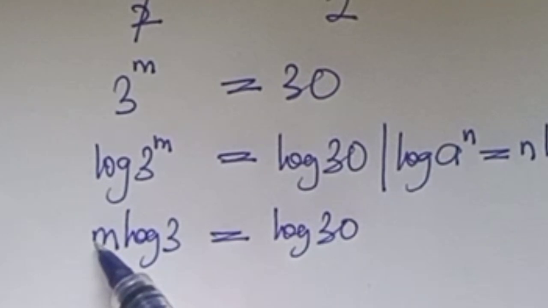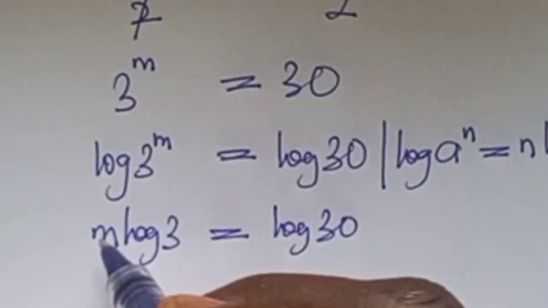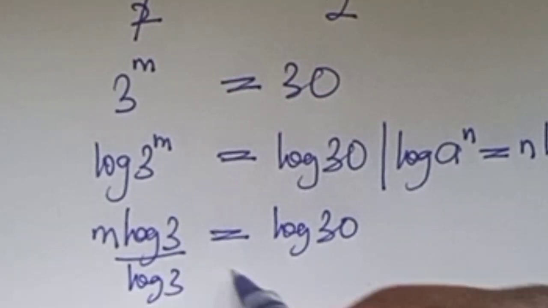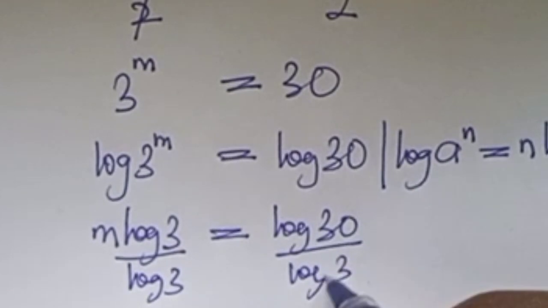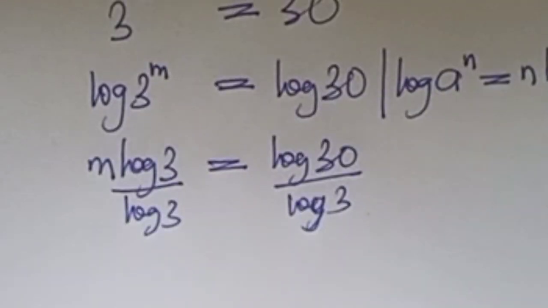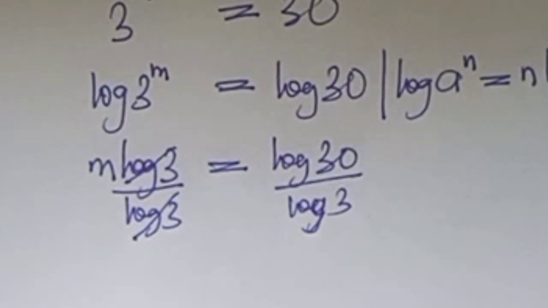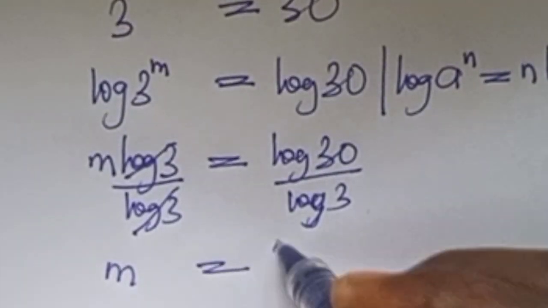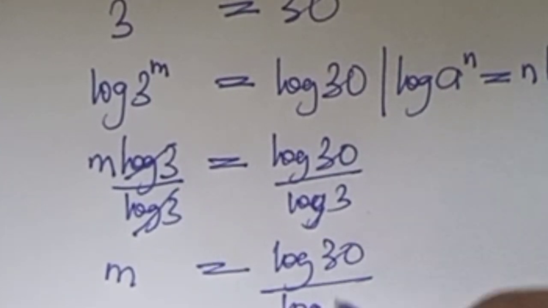Here, m is the unknown, so we are going to divide both sides by the coefficient of m, which is log 3. That is, m times log 3 all over log 3 equals log 30 all over log 3. So that log 3 over log 3 is 1, and 1 times m, that is m, equals log 30 all over log 3.